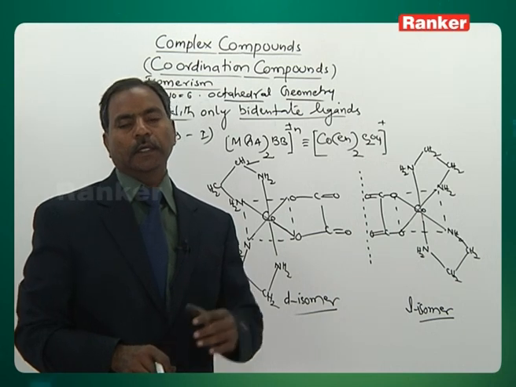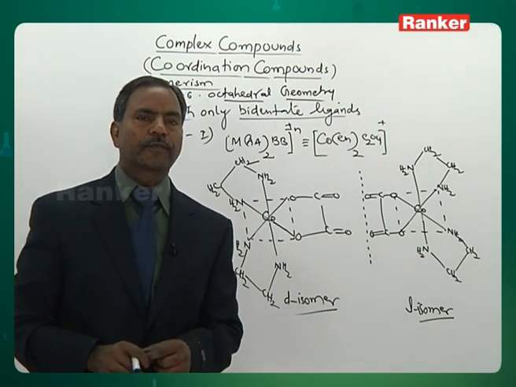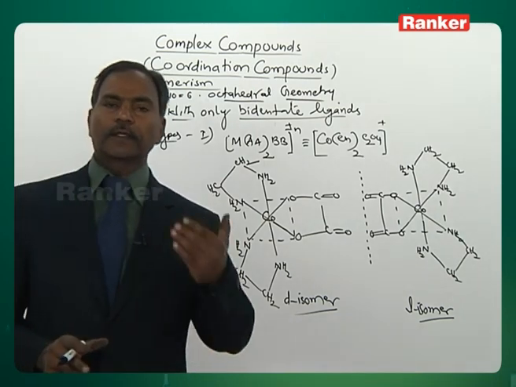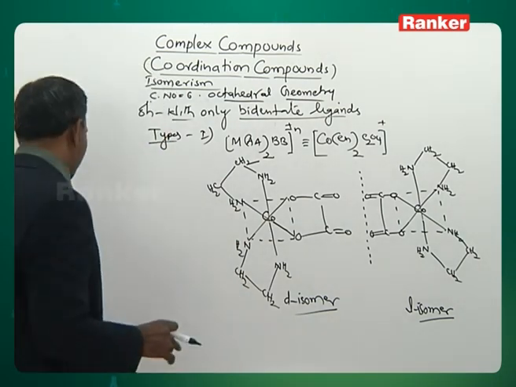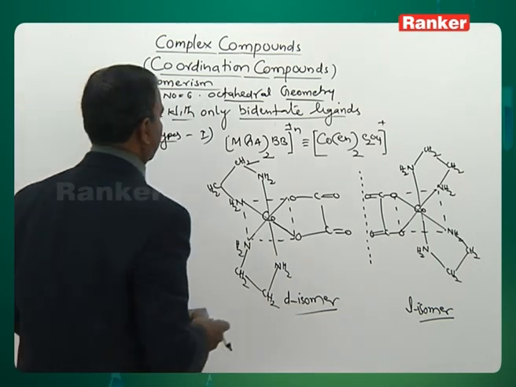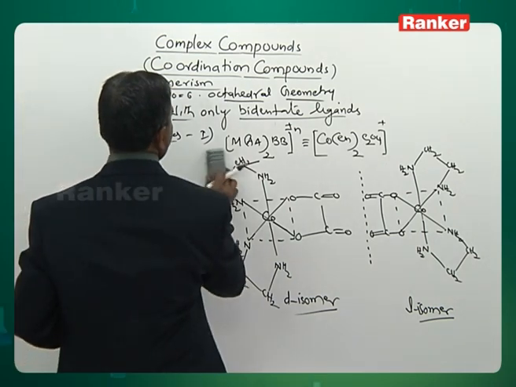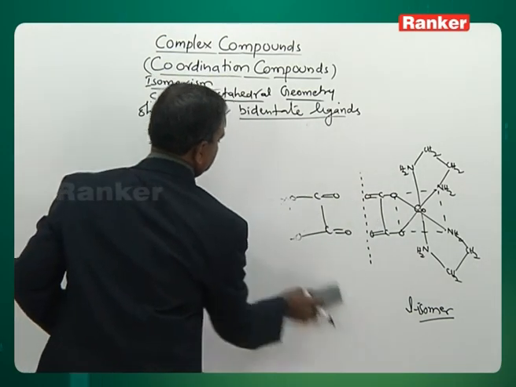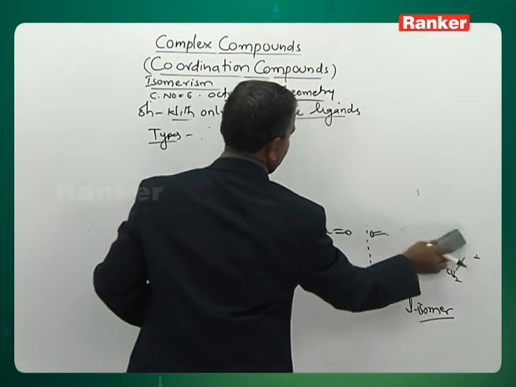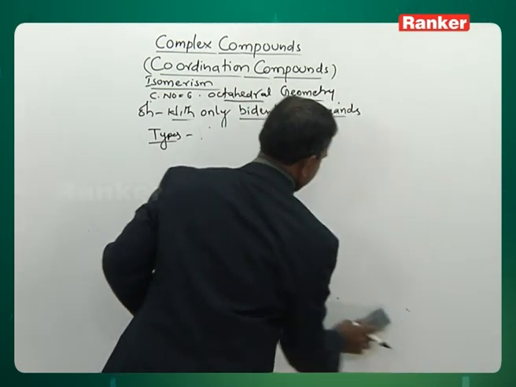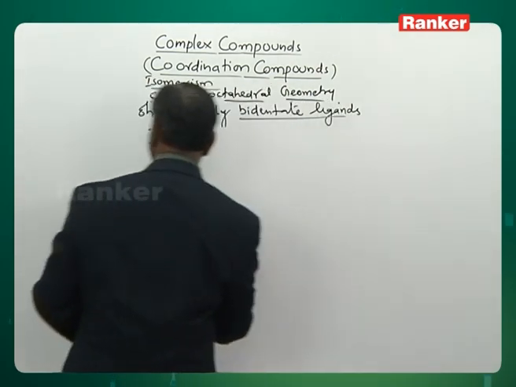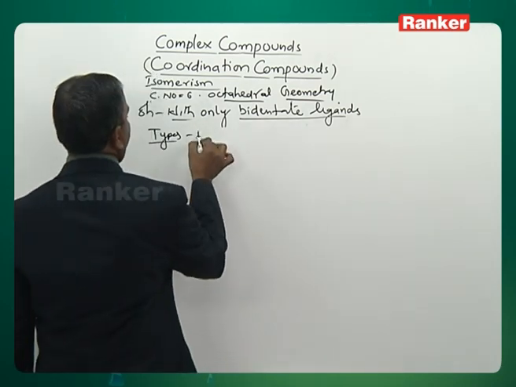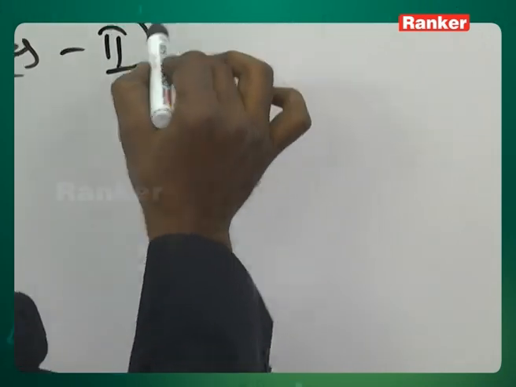Next, octahedral geometry with the hexadentate ligand we take, with EDTA. Octahedral geometry with hexadentate ligand also found to be optically active. The next one, type 2, let us consider this as type 2, right?